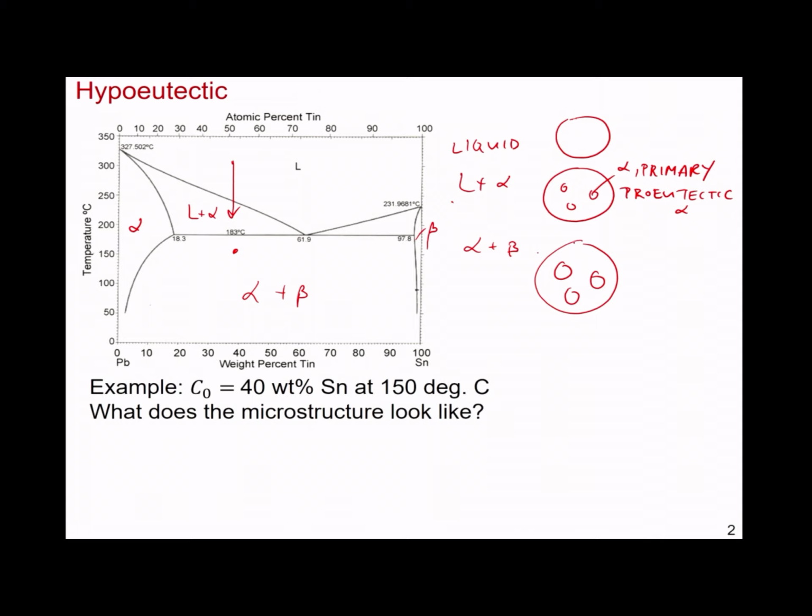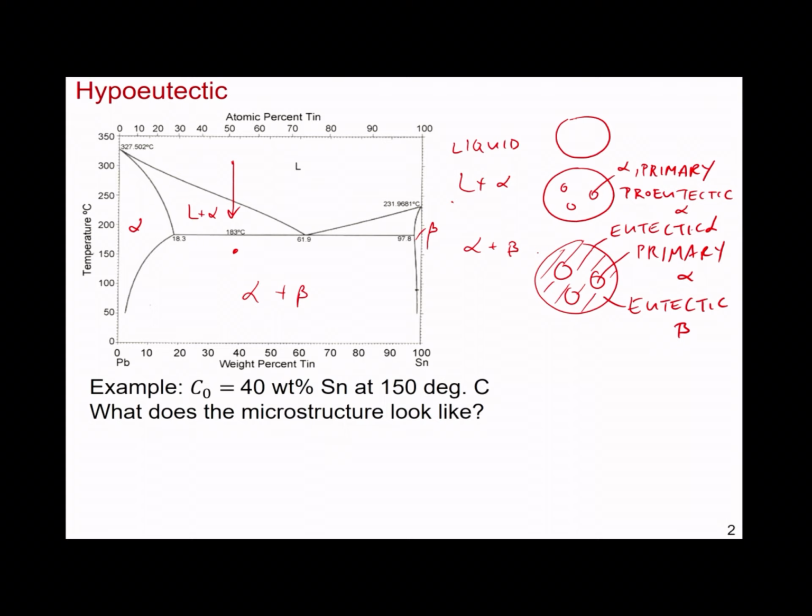But what does the rest look like? The rest looks like these stripes, or lamellae, or lattice, all terms that refer to the same thing. They all refer to this striped-like microstructure. And so you have your primary alpha still, and you now have your eutectic alpha interspersed with eutectic beta.